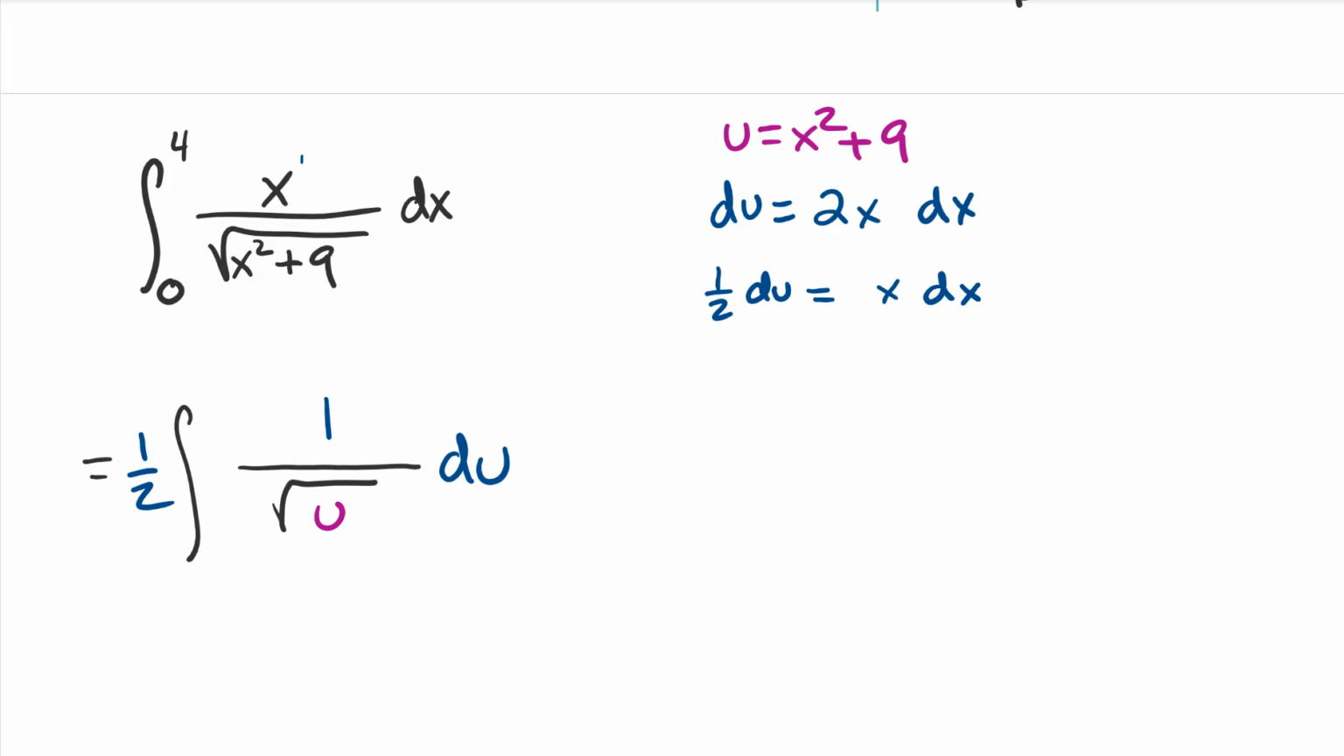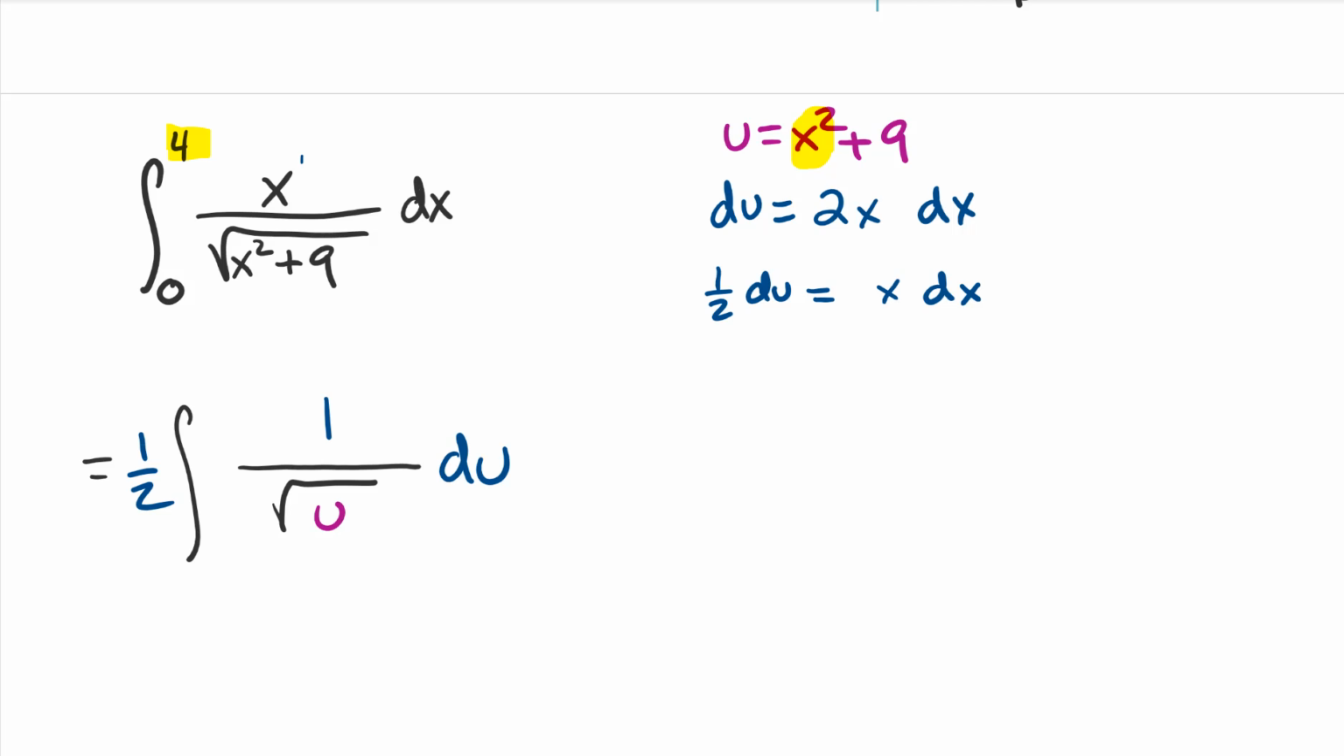Well, you're going to have to deal with those bounds now, or you're going to have to deal with those bounds later. So here are your options. Change them now, and here's how it goes. The 4, when that's in terms of x's, we've got to figure out what u is. So what happens when you plug 4 in for x?